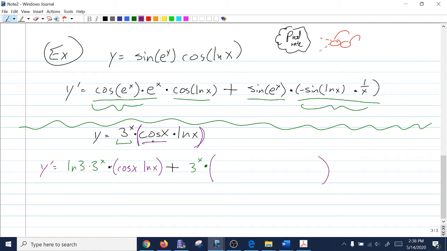I go derivative of the first. Derivative of cosine x is negative sine x. Times, leave the second part alone, ln x. Plus, leave the first part alone, cosine x. Derivative of the second. Derivative of ln x is 1 over x. So here is a correct answer. You can put a box around this, you're done.